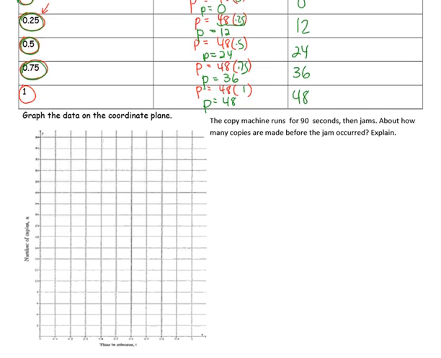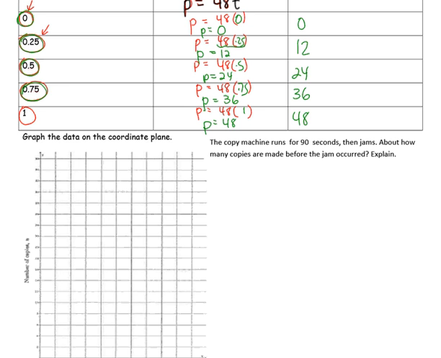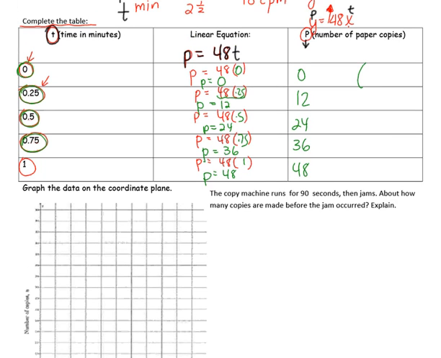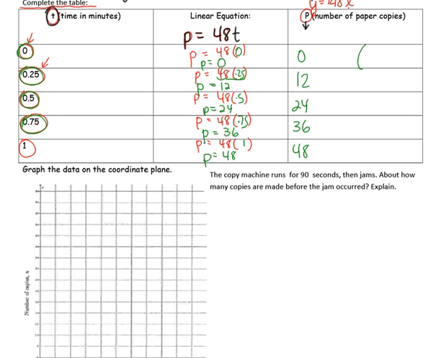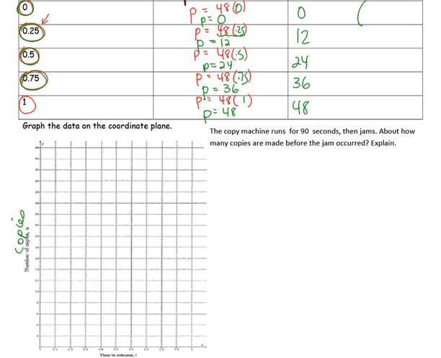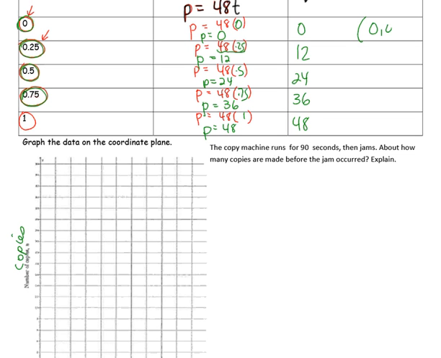Next, graph the data on the coordinate plane. To graph the data, you need an x and a y value, or in this case, a T and P value. So the time in minutes is our x-axis, and then we have copies here. Our ordered pairs are (0, 0), (0.25, 12), (0.5, 24), (0.75, 36), and (1, 48).